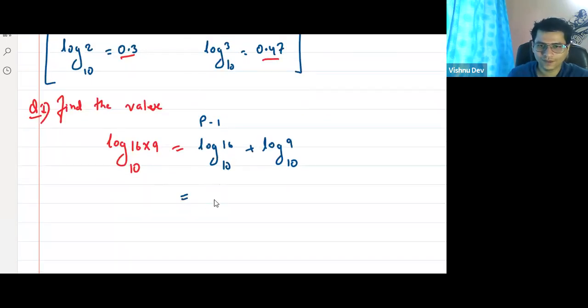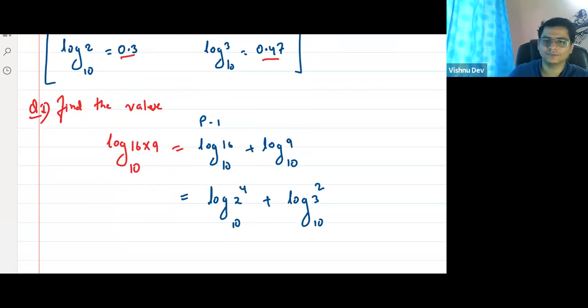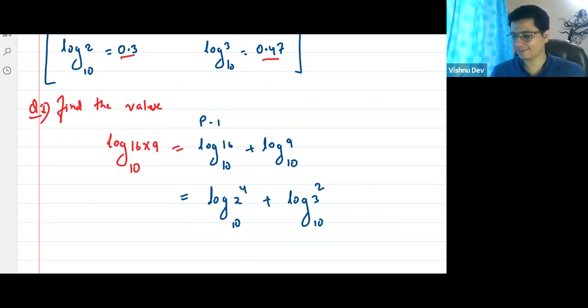Now, log 16 can be written as log 2 to the power 4 base 10, plus log 9 can be written as log 3 to the power 2 base 10. Yes or no? Everyone got till this step? Think about it. Everyone got step 1, step 2? Any doubt in step 1, step 2?